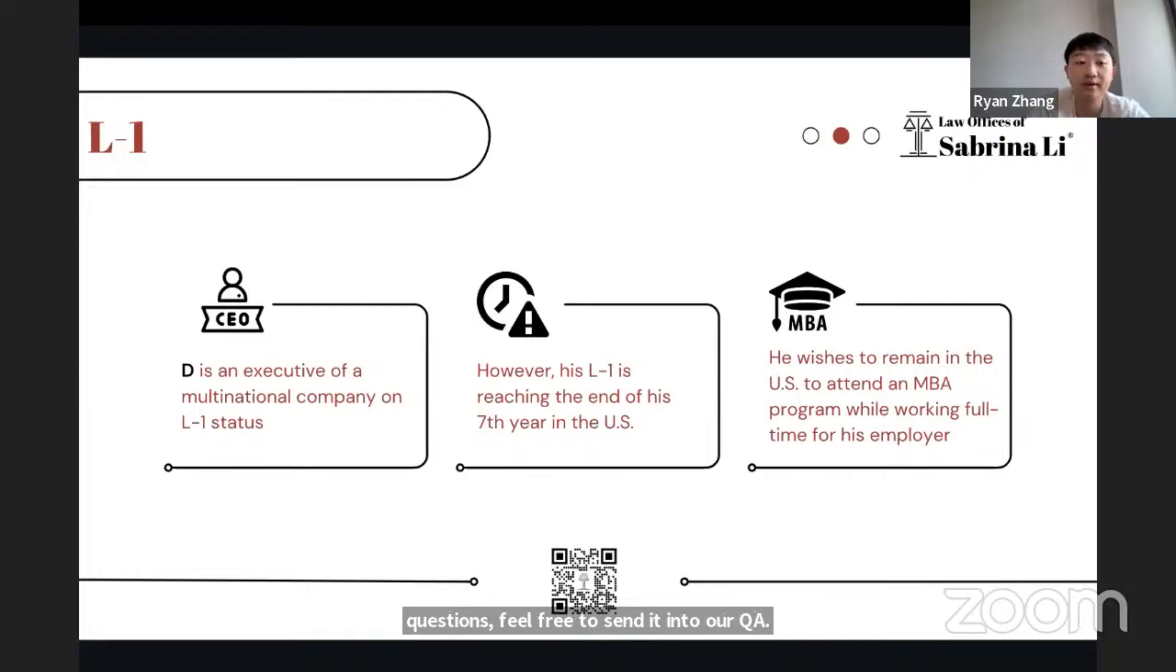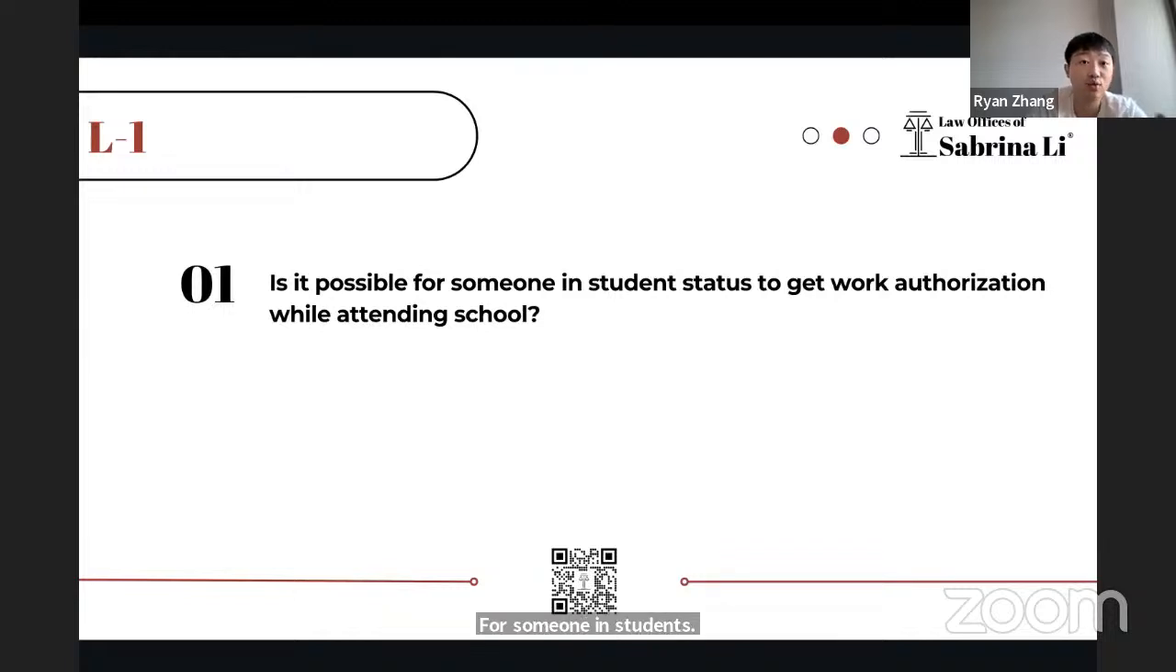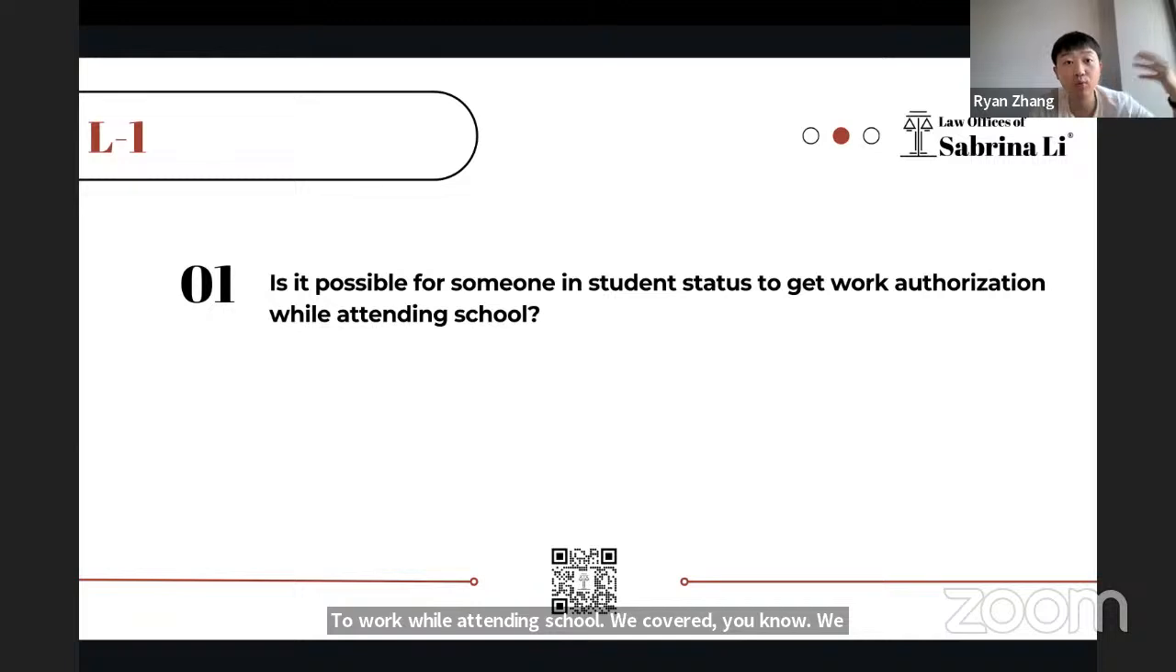So, L1 visa. If I have an L1 visa, I'm an executive in a multinational company, but the L1 visa is reaching its end, or I am getting fired or laid off, and I wish to remain in the US. So I sign up for a program, maybe an MBA program or other program. What could be the solutions? Let's talk about that. My first question is, is it possible for someone in student status to work while attending school? We talked a little bit about day one CPT. If you're transitioning from a work visa background to an F1 background, are you still going to be able to work?